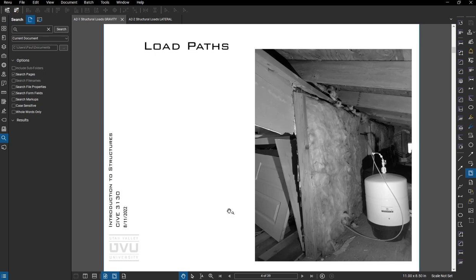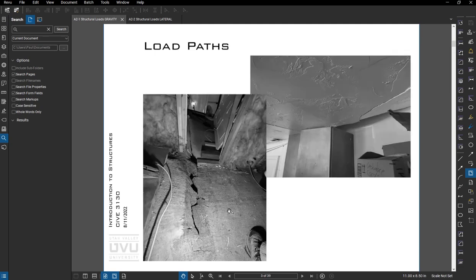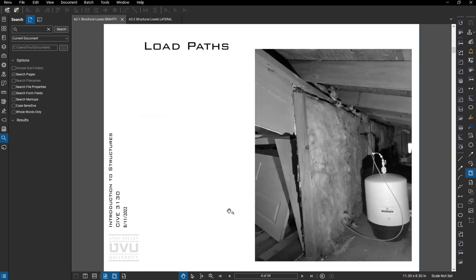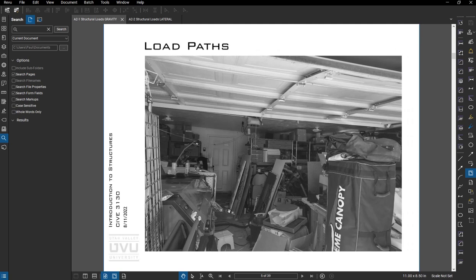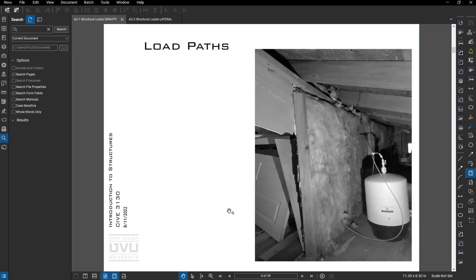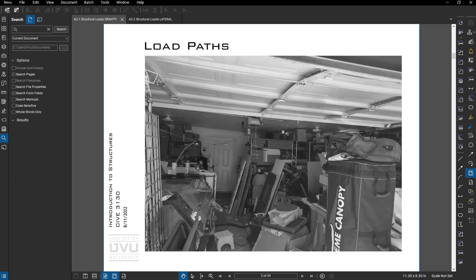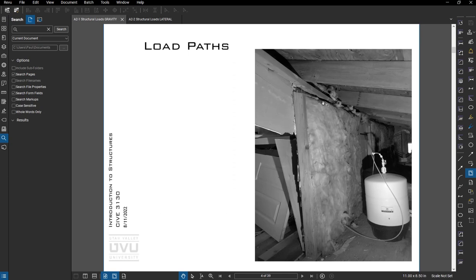So I would like you to look at these pictures and take a thought on what's going on. I'll give you a little hint. This wall here sits about here on the ceiling. So I want you guys to give this some thought, and we'll talk more about that in class.